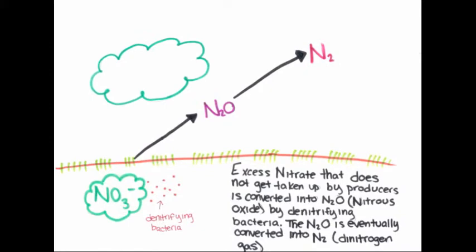Then there's the case of excess nitrate that is not taken up by the producers. That is where the process of denitrification comes into play. In this step, bacteria in oxygen-poor soil and stagnant water convert nitrate into nitrous oxide. The nitrous oxide is eventually turned back into nitrogen gas, and the process begins again.